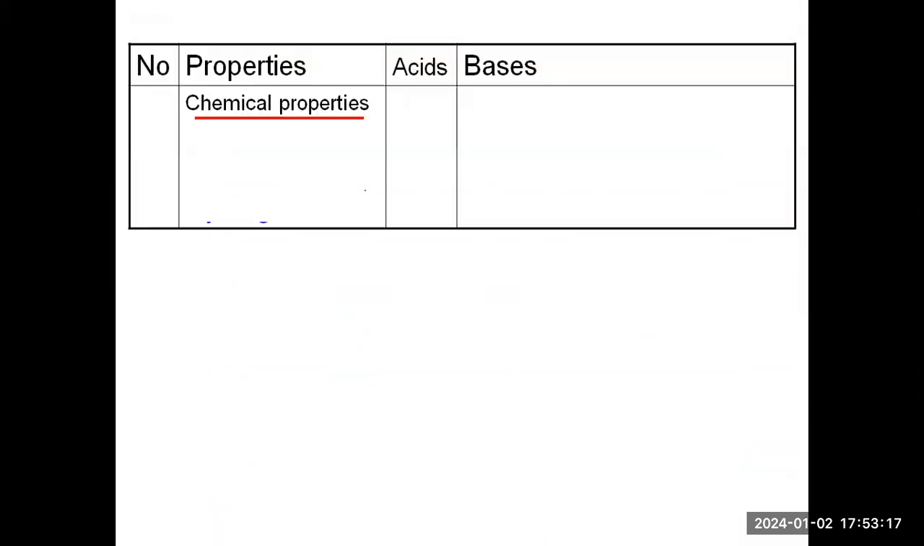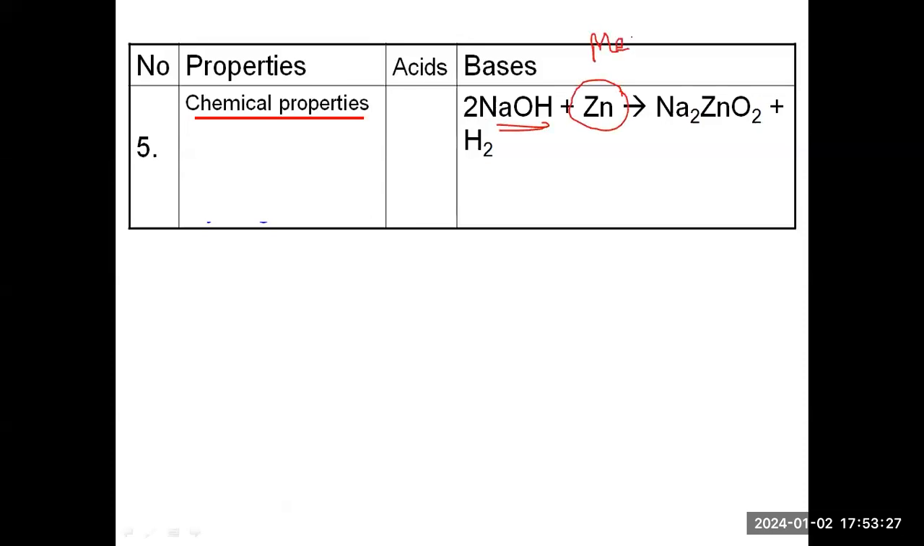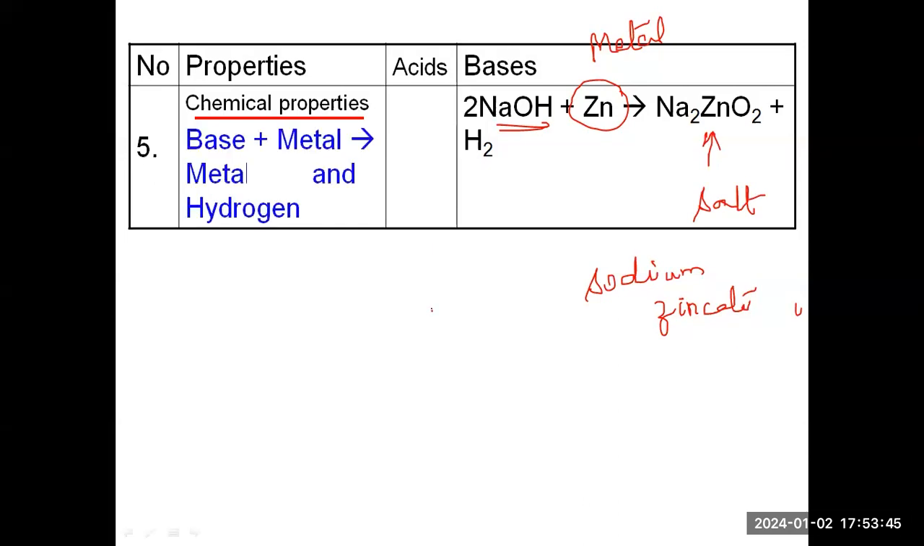Right. Now we'll start the properties of bases. In this reaction, you can see sodium hydroxide is reacting with the metal zinc. You get salt. This is called sodium zincate, and hydrogen gas is produced.